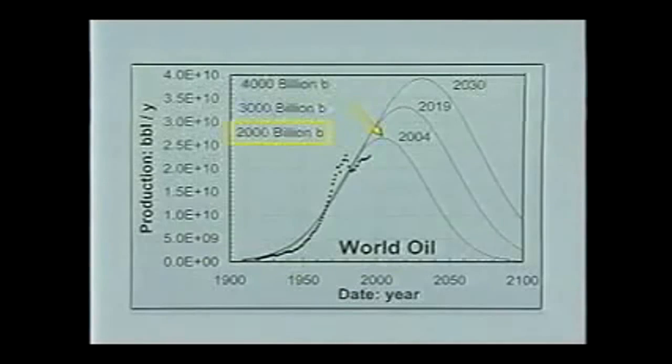If I do that and do the fit, there is the curve. The curve has a peak in the year 2004. Now if I say, let's assume there's 50% more oil than the geology consensus, then the fit gives me the year 2019 for the peak, and if I assume there's twice as much oil as the consensus figure, then the peak's back to the year 2030. Now look at those curves. In your life expectancy, you are going to see the peak of world oil production.